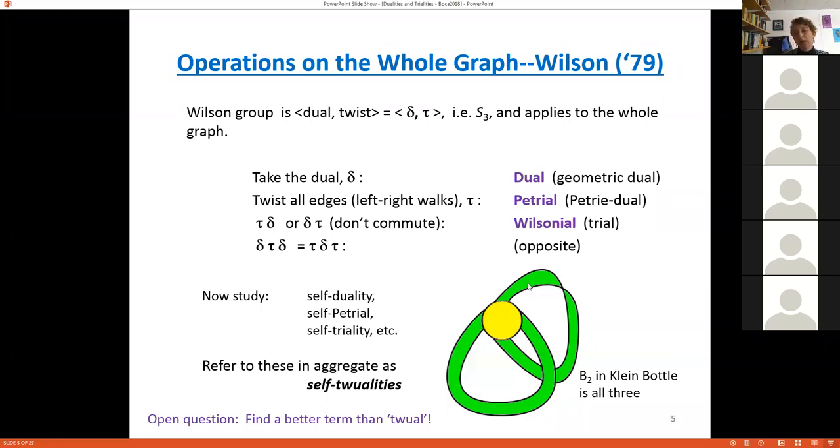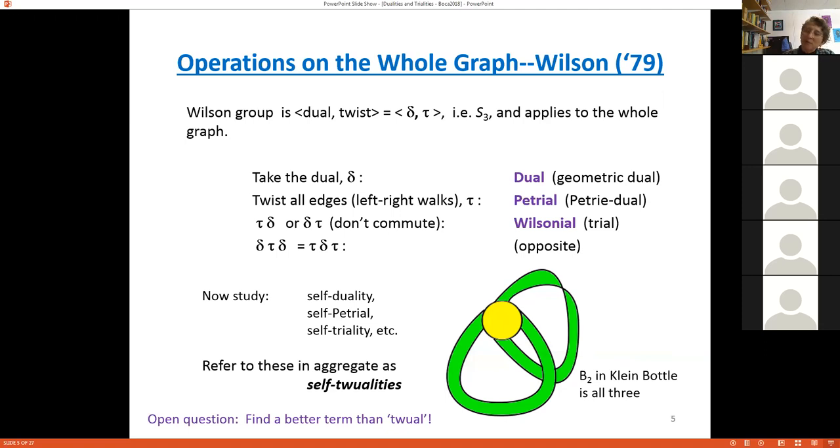This is two loops in the Klein bottle. It's all three. It's self-dual, it's self-Petrie, it's self-trial. It's a real symmetric, cute little object, right? You can easily see that it's self-Petrie because if you give both of these edges a half twist, you get the same thing as you started with. We're going to refer to all of these different kinds of dualities and trialities in aggregate as self-dualities.